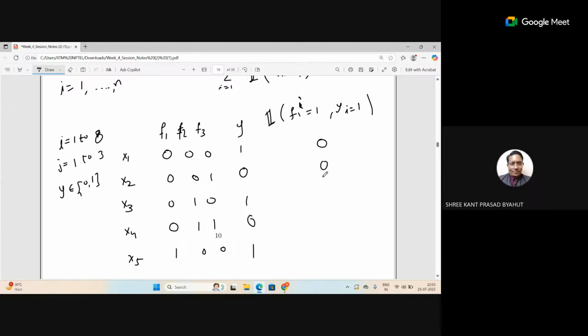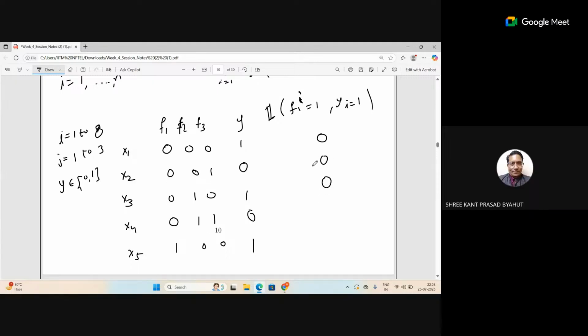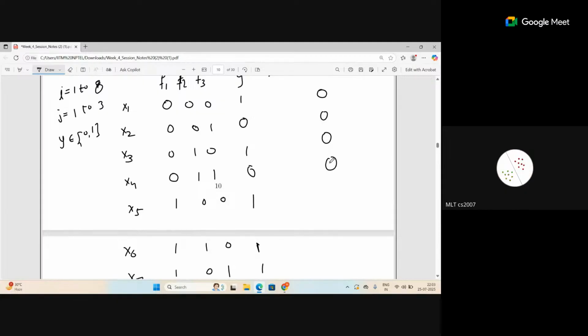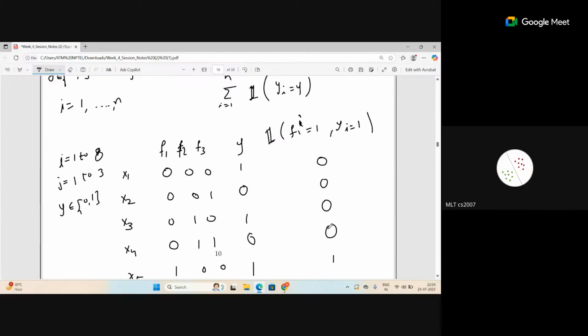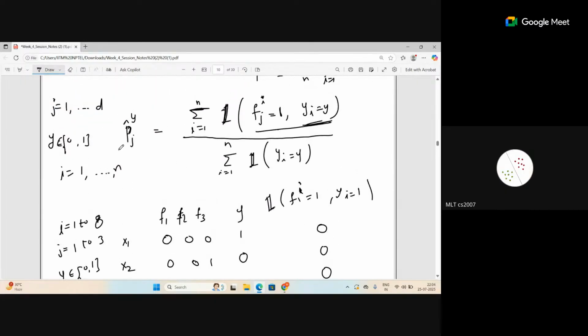What about this? Y is equal to 0, so it is also 0. This is 1. This is also 0. This is 1. What about this? This is 1. This is 1. This is 1. I'll just put it out there: 0, then 0, then 0, then 0. Is that okay?